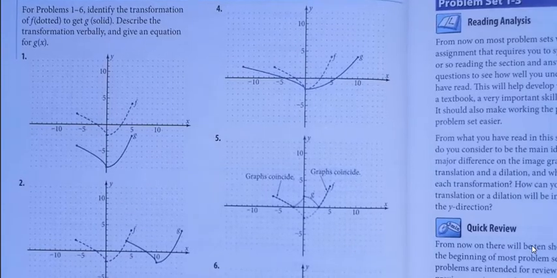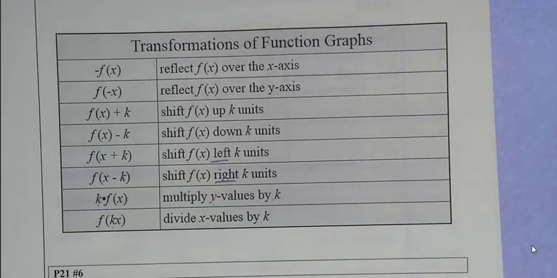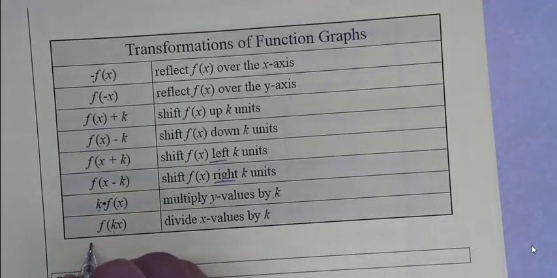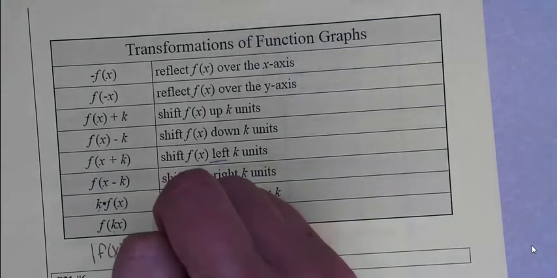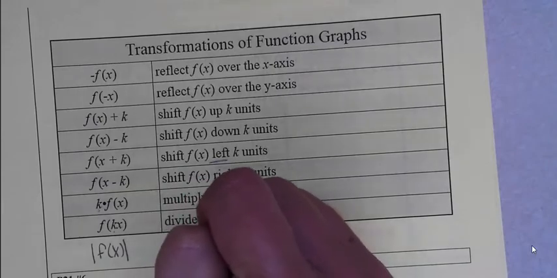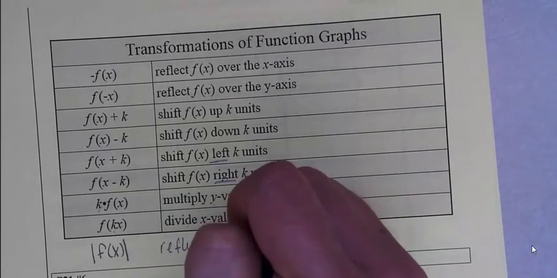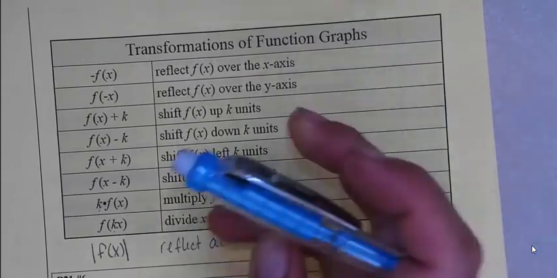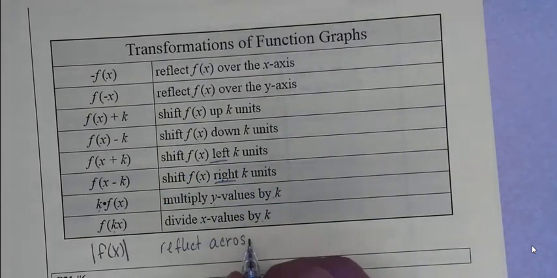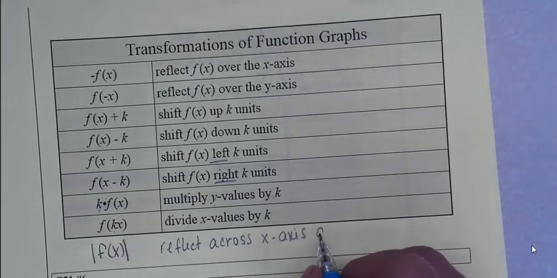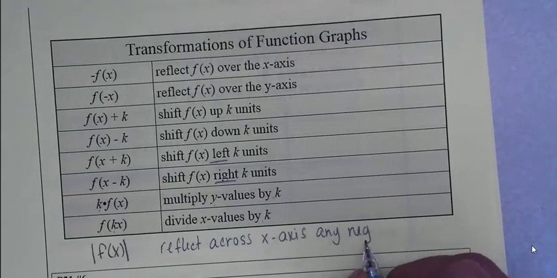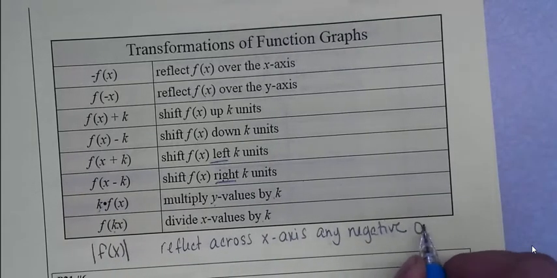You are correct. So basically what I need you to remember is that if you take the absolute value of a function, you will reflect across, I don't know how to spell, x-axis any negative outputs.